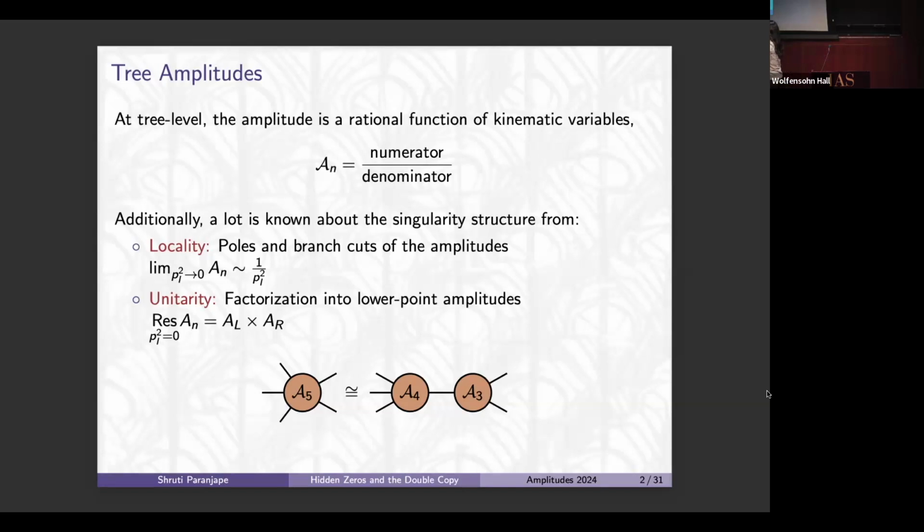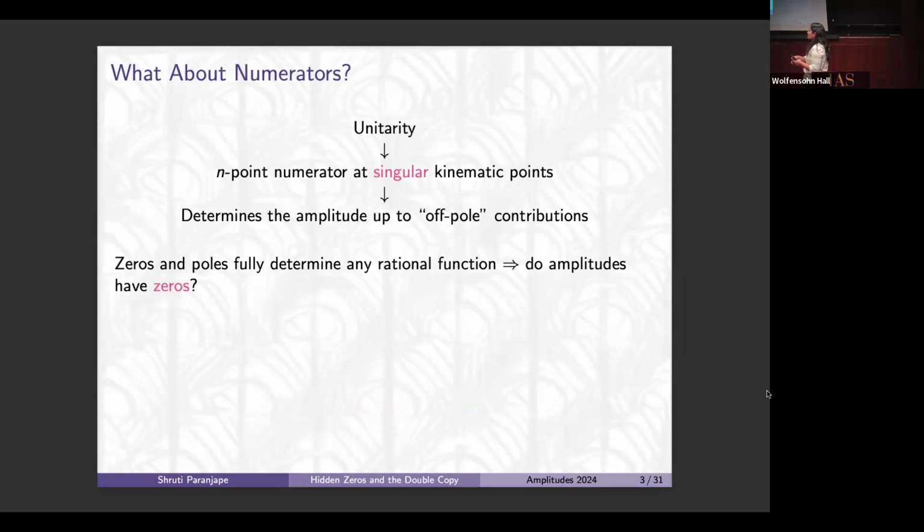In addition, there's also unitarity. So unitarity tells you something about the numerator of this rational function, but of course, it doesn't tell you everything. It only tells you about the numerator at some singular kinematic point, right? So what unitarity doesn't tell you is what is happening to this numerator off of the pole. So what are these off-pole or contact contributions?